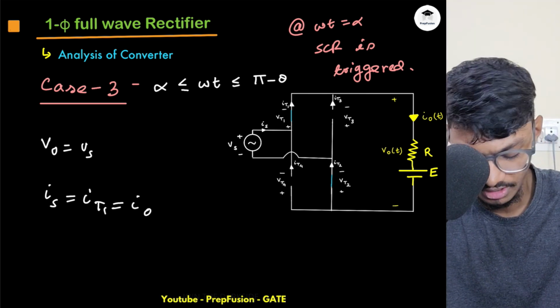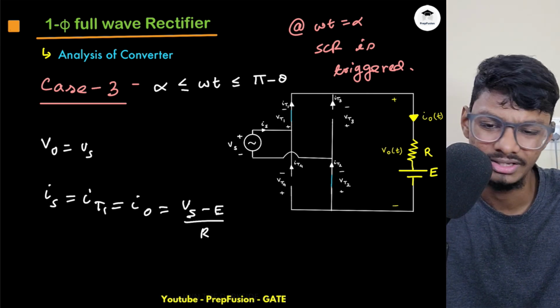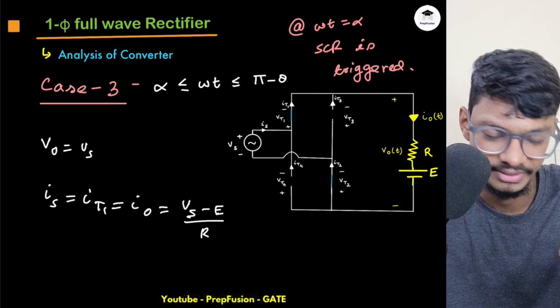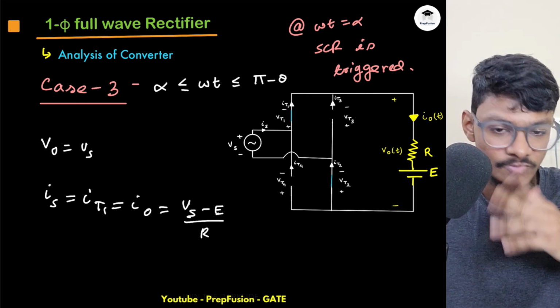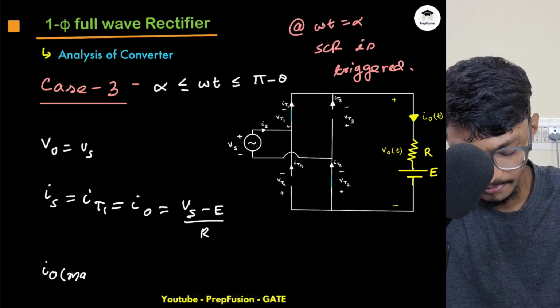And what is the value of the current? IO, I can write it here itself. It is simply Vs minus E by R. And you can write the two expressions for current. What is the maximum peak voltage? That depends on where I am lying. So IO max, the peak value of current. This can be asked in questions.